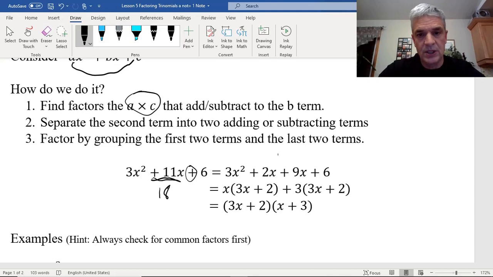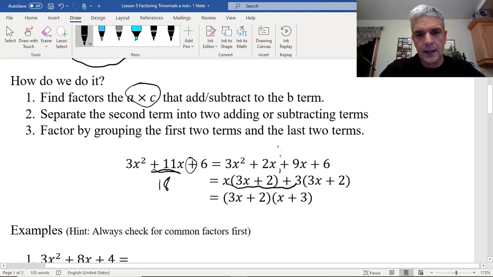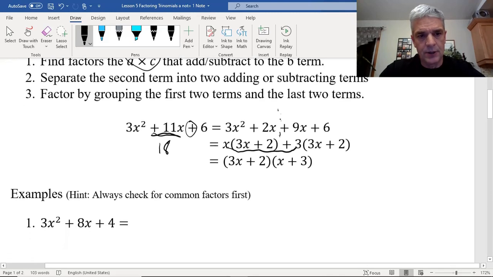And then what we do is we separate it down the middle. We factor the first part. In this case, we factored out an x. So we got x times 3x plus 2. And then over on this side, we factored out a 3 to get 3 times 3x plus 2. And that allowed us to do factoring by grouping, which gave us 3x plus 2 times x plus 3, the x plus 3 coming from here and here. And that is our factoring by grouping. And then we ended up with our answer, and you can multiply that through.